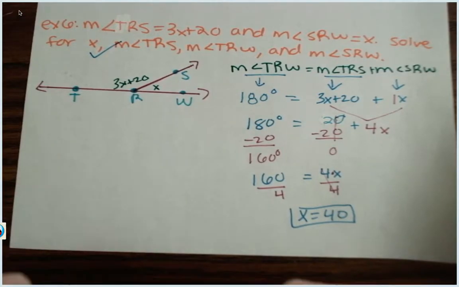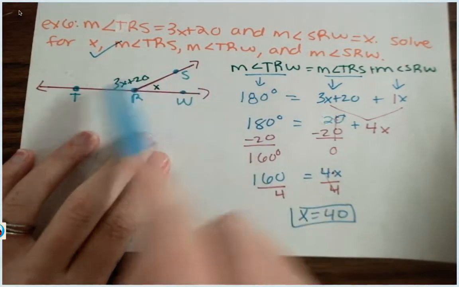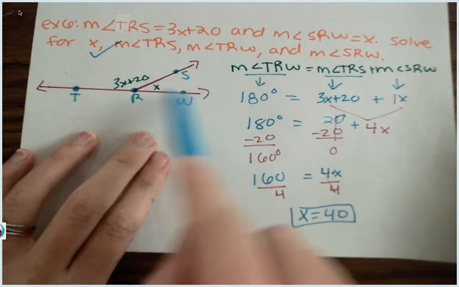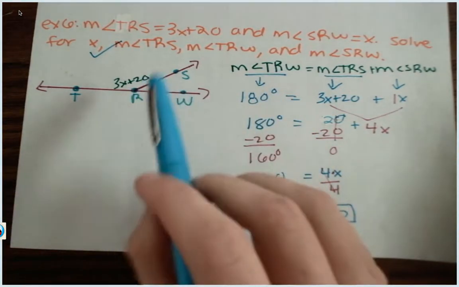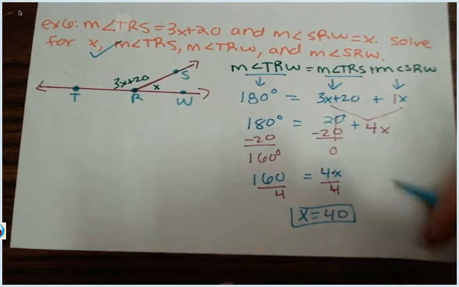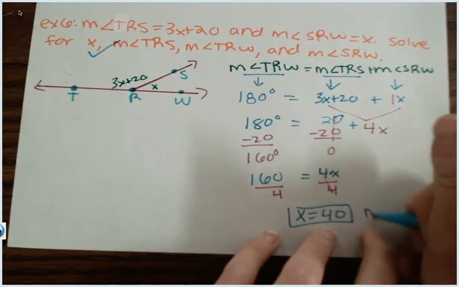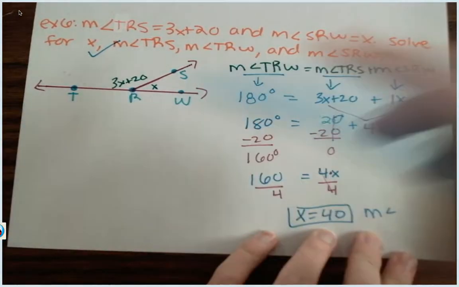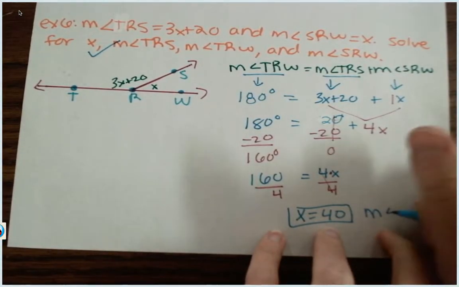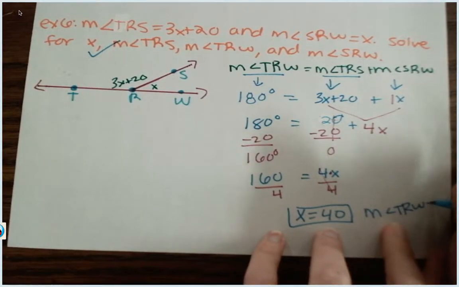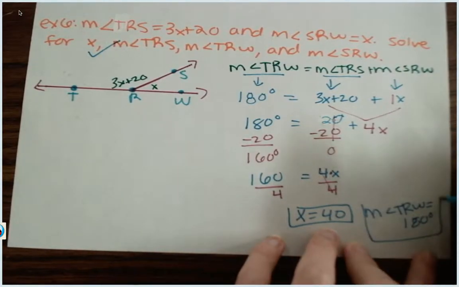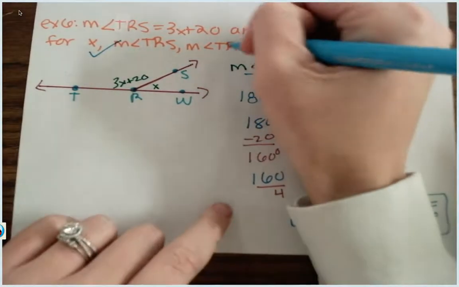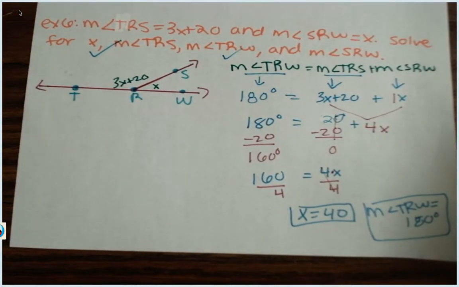Now using this information, I have to find TRS, TRW, and MSR, which technically I already know TRW, so that one won't be too bad. I need to find TRS and SRW. I'm going to write TRW down here, since we already know it's a straight line. So the measure of angle TRW equals 180. All right, TRW is solved for. Now I need to solve for TRS and SRW.